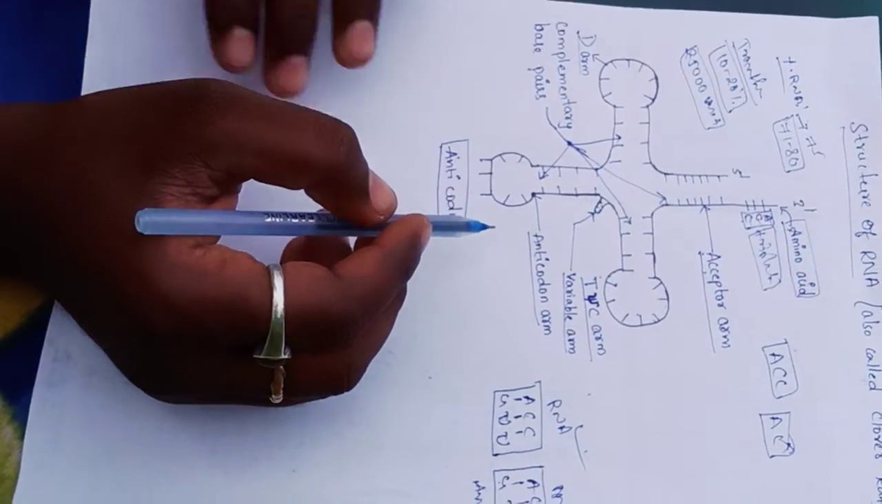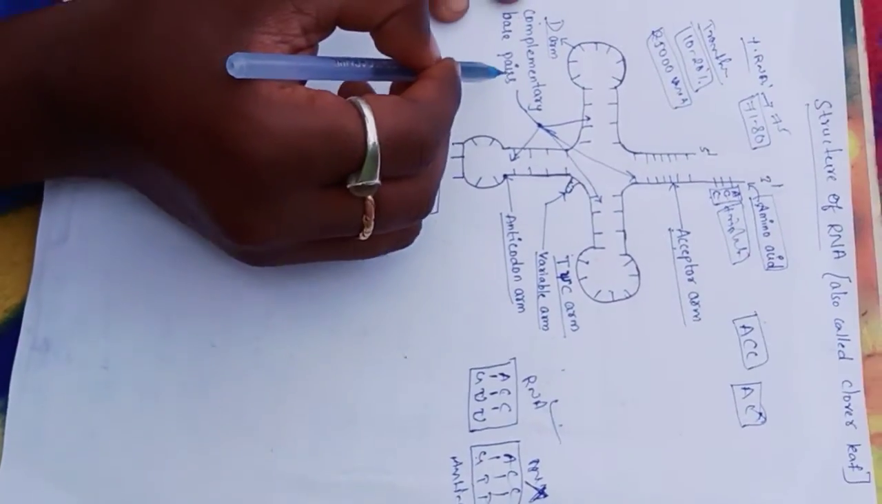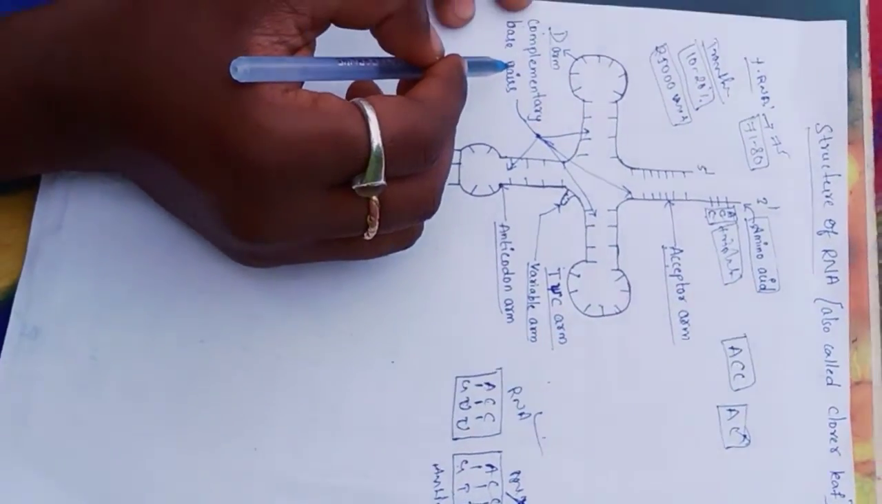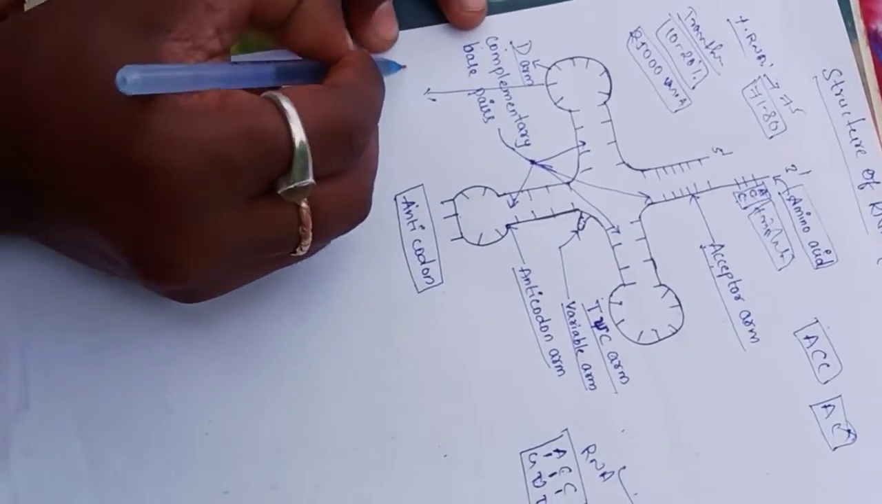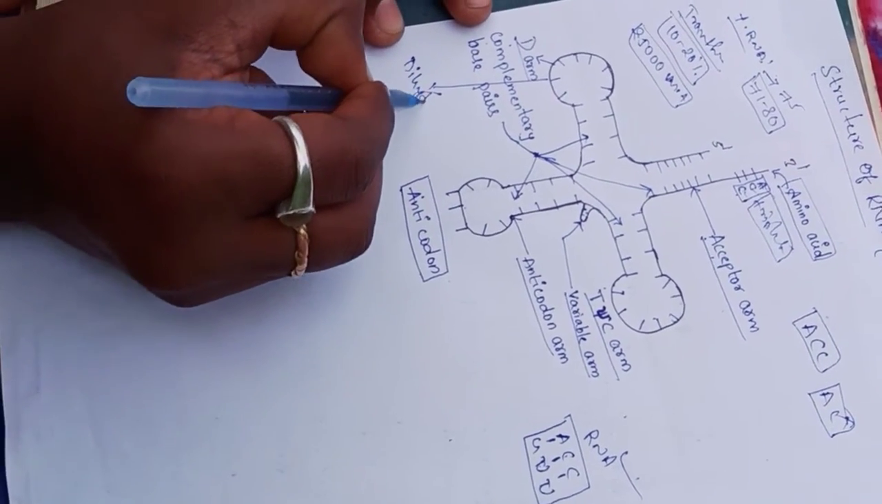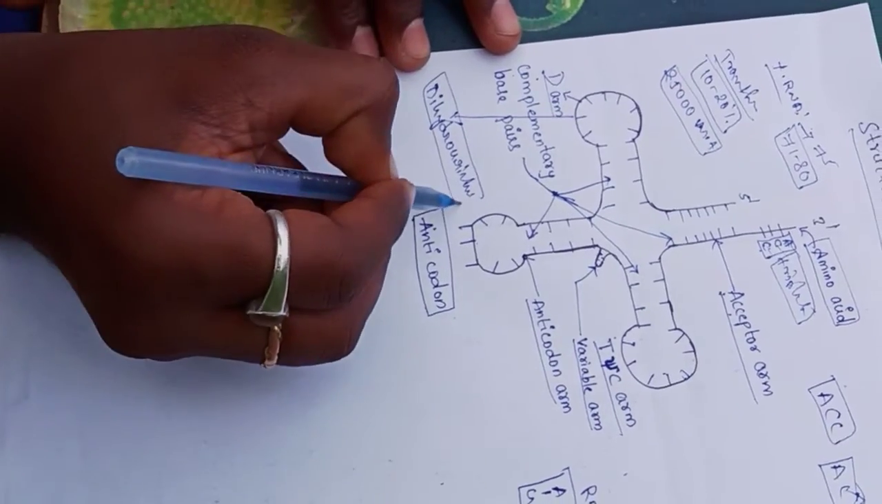The next one is the D-arm. This is also called complementary base pairs. The D-arm contains the dihydrouridine.